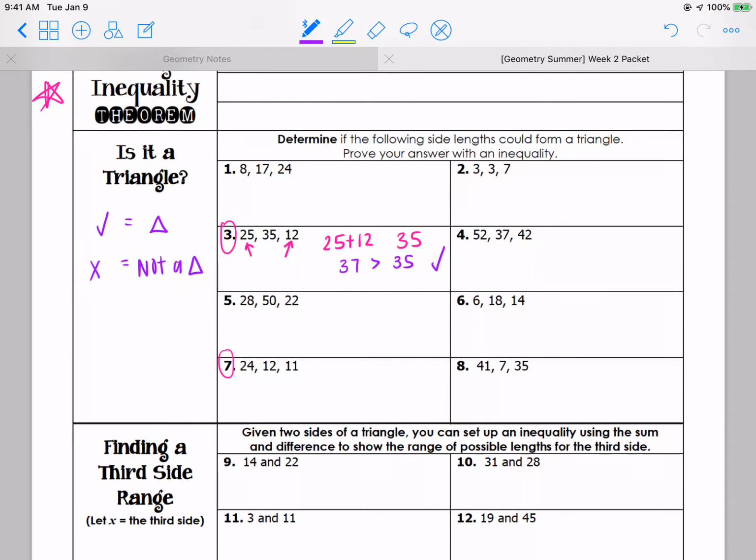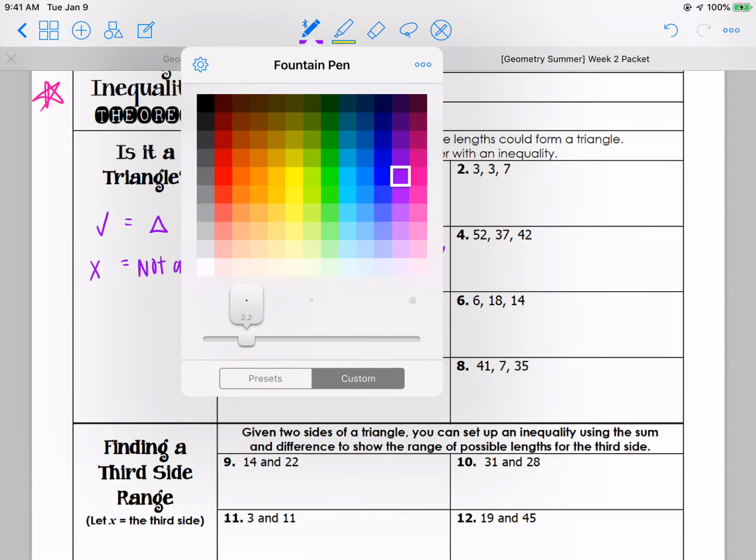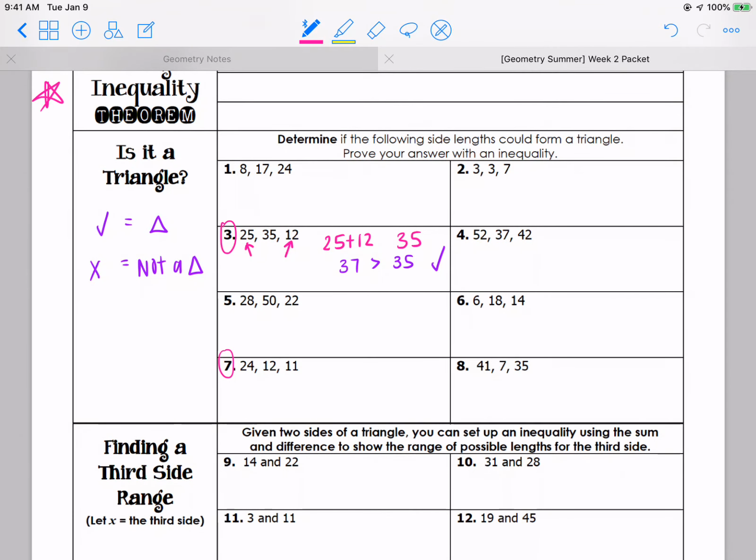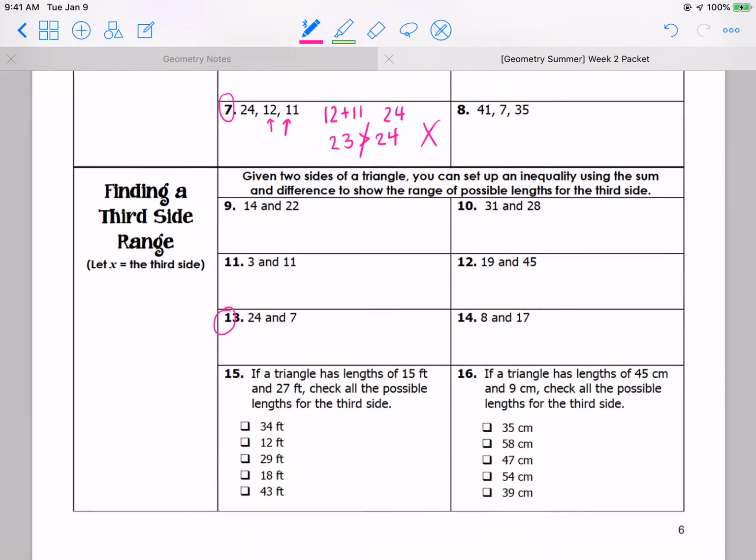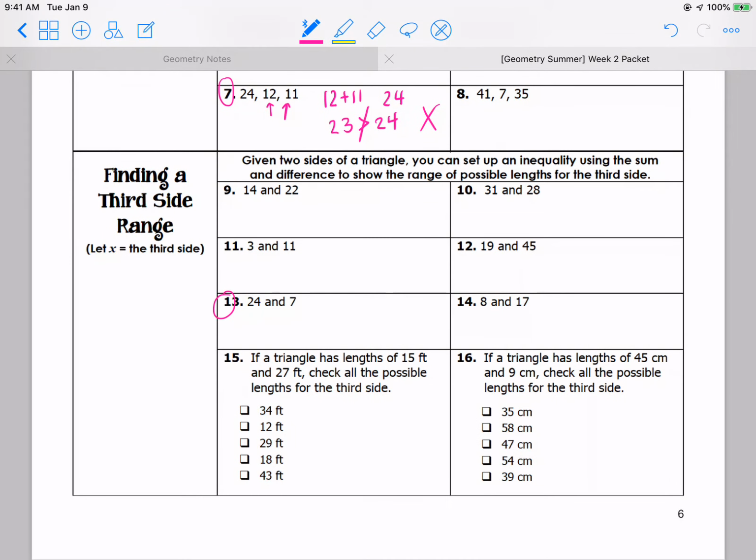Okay, look at number 7. We have the shorter lengths, 12 and 11. So I'm going to add up 12 and 11 to see if it's bigger than 24. That's going to be 23. Is that greater? No, not greater, so that means it's crossed off. Pretty easy, right? Number 13.